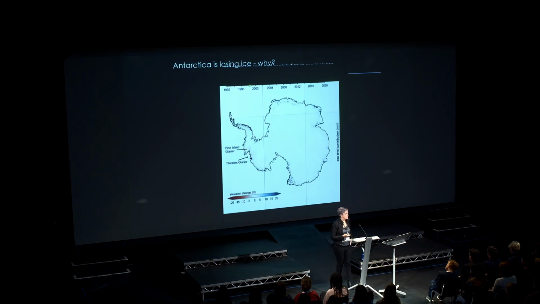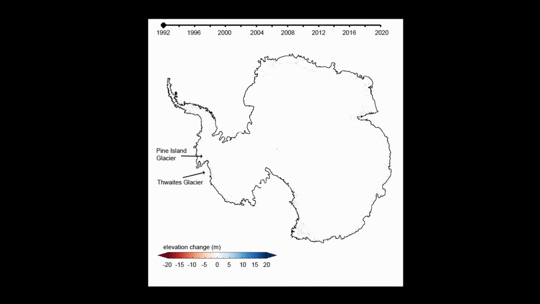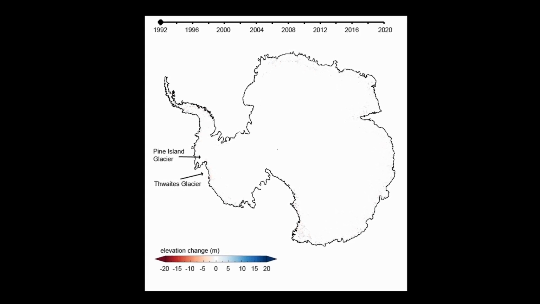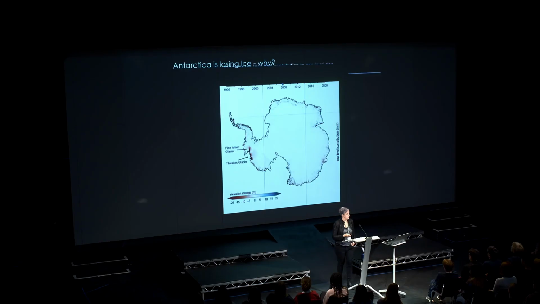So it's losing ice, and this graphic shows where the ice has been lost, those two glaciers that I just mentioned before, over at the left-hand side. You can see they're called Pine Island and Thwaites glaciers. You might hear about those in the news sometimes. And this is showing the ice loss, the melting of the red areas where it's got thinner since 1992 up until today.